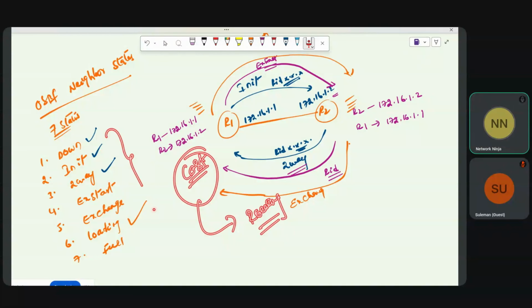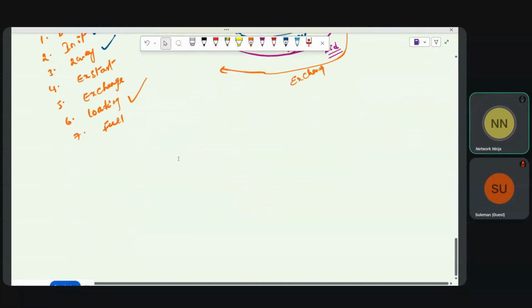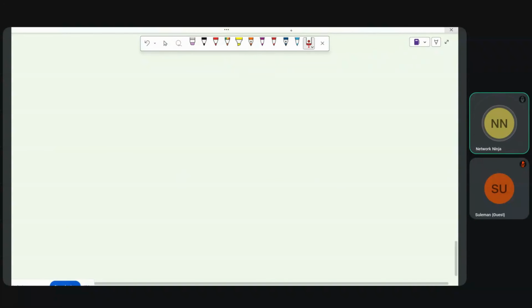But in every interview, they are going to ask you, what are the 7 states? What are the states of OSPF? So be familiar, be ready with this answer. This is how we need to answer.